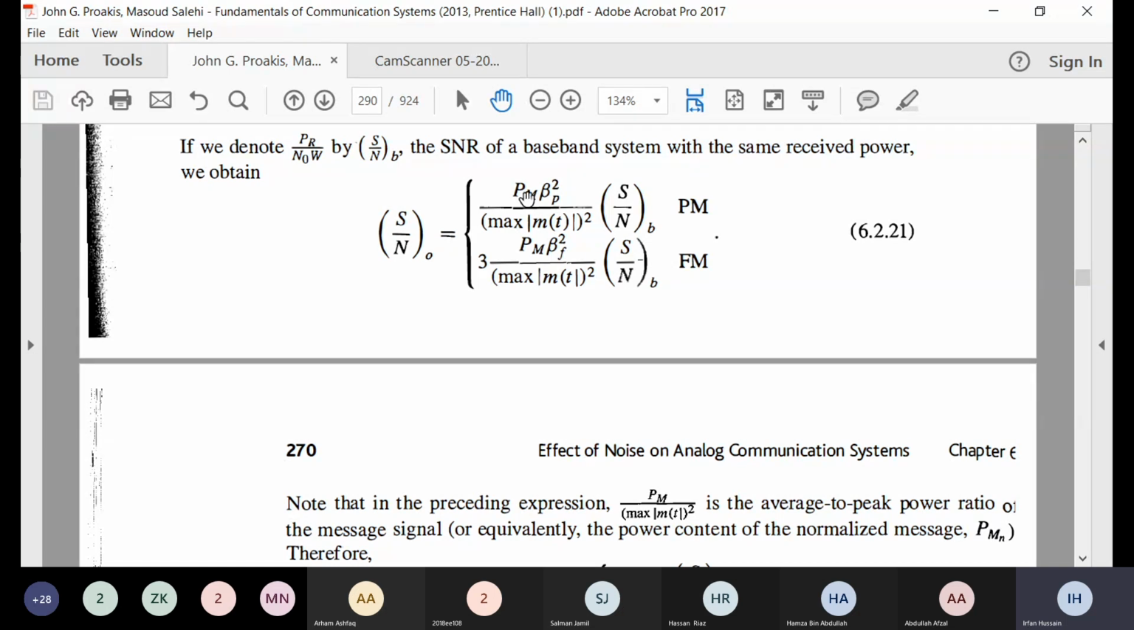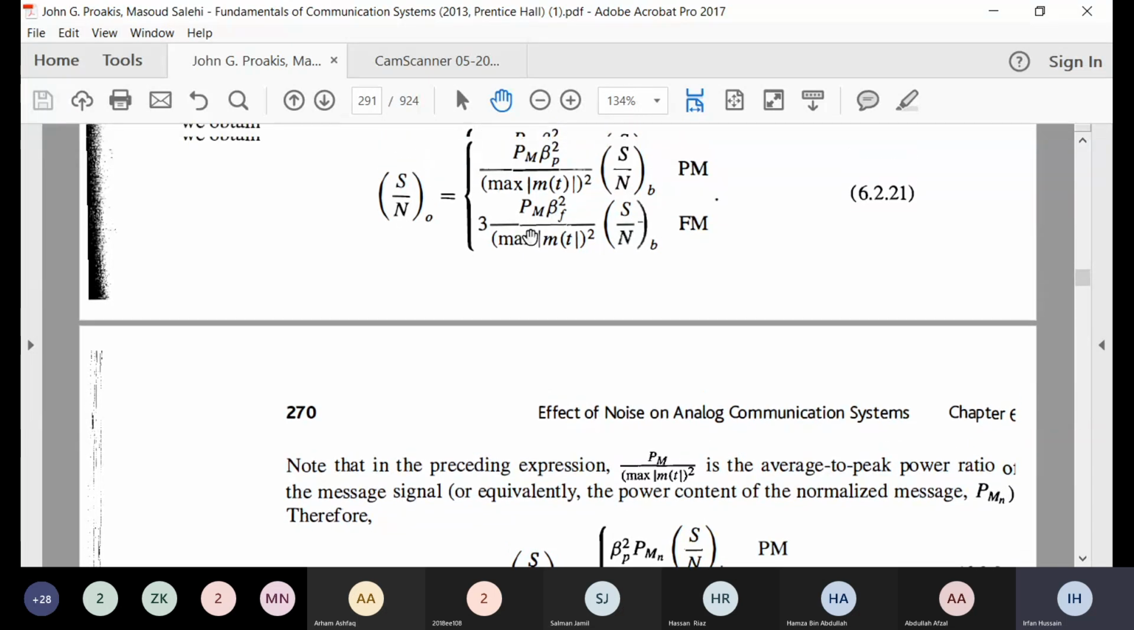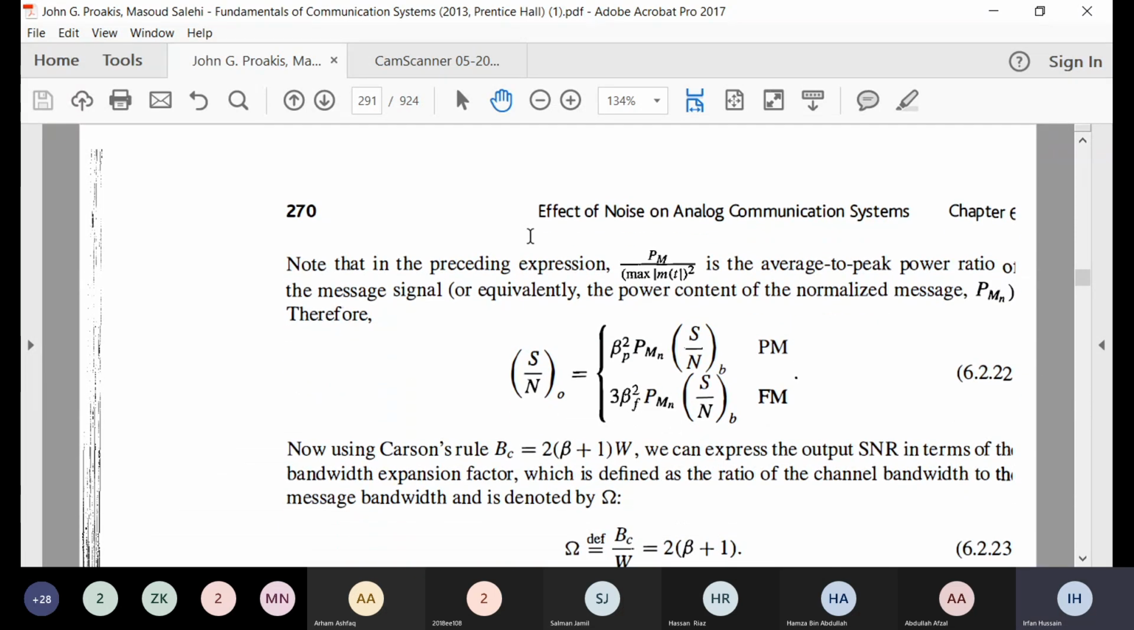All right, so I can very well write this as PMN, the normalized message signal, and so PMN will represent the power of the normalized signal. You have just taken this max MT square into the expression of PM. Taking max MT inside, this will become the power of the normalized signal.